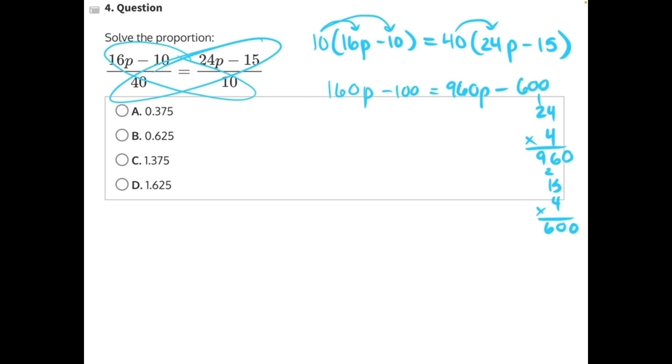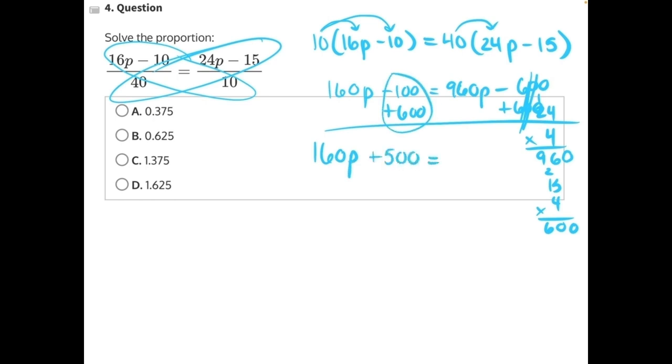So now we can use opposite operations to isolate our variable. Let's add 600, because that's the opposite of subtraction, to both sides of the equal sign. These 600s will cancel, leaving us with 160p. Adding a negative is the same as subtracting a positive, so this is the same as 600 minus 100, which would give us a positive 500, equals 960p.